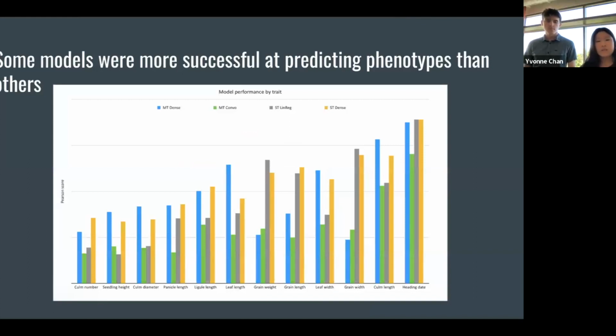This chart displays another way we can visualize our data, again comparing the results for all 4 models across each trait. In this graph, we can clearly see that some traits performed better than others, and our machine models were better at accurately predicting the phenotype for certain traits than others. For example, across all 4 models, heading date and comb length were more accurately predicted compared to traits like comb number or seedling height.